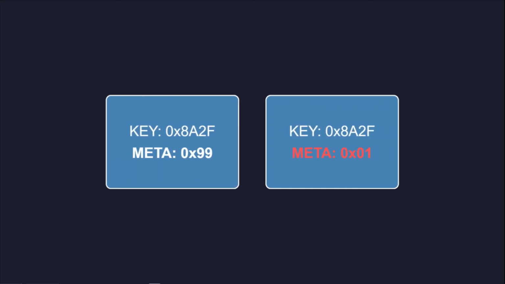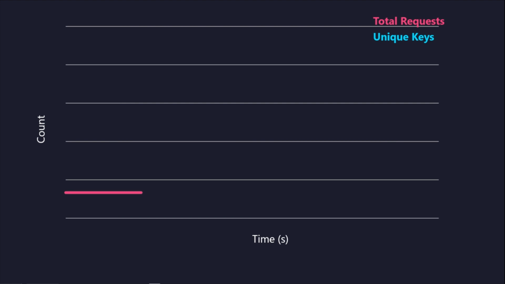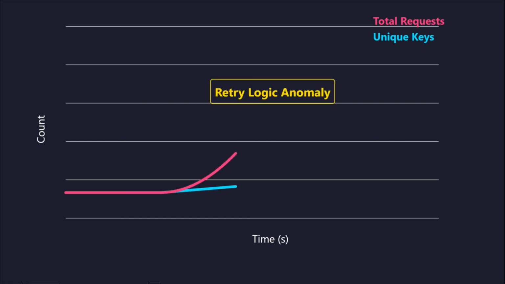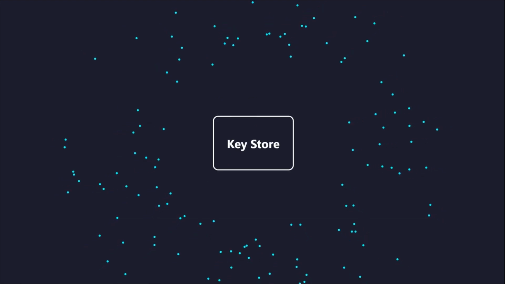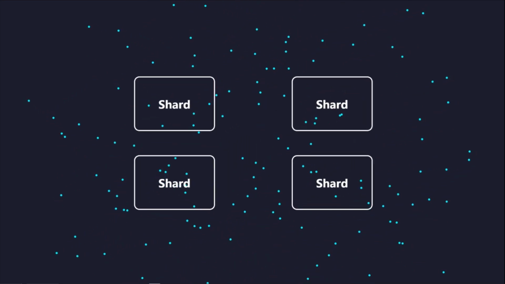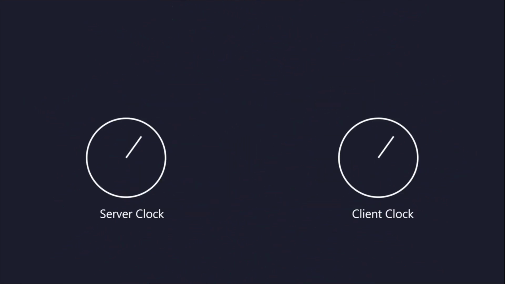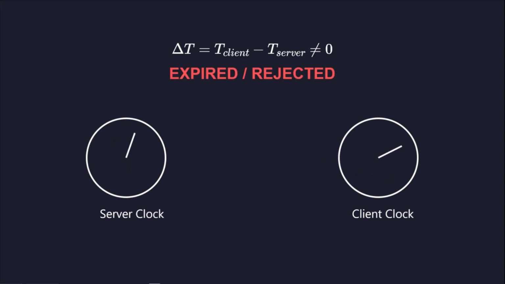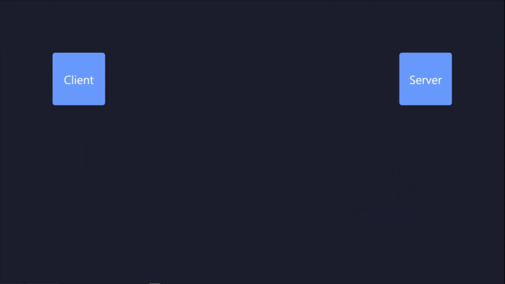If a client sends a second request with the same key but different metadata, it may indicate a malicious attempt or a bug. Monitor the ratio of unique keys to total requests to identify clients with poor retry logic or potential network infrastructure issues. As your transaction volume grows, ensure your key store is sharded to prevent the idempotency check from becoming a central bottleneck. Never rely on client-side timestamps for expiration logic, because system clocks on user devices can be inaccurate or intentionally manipulated.